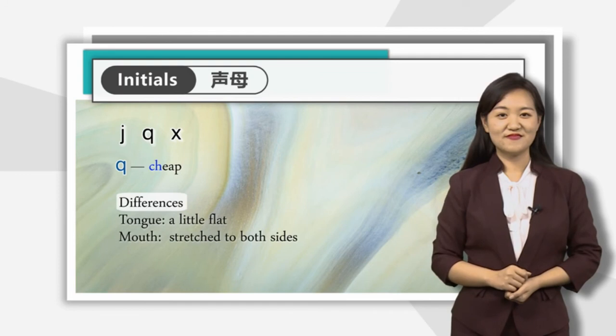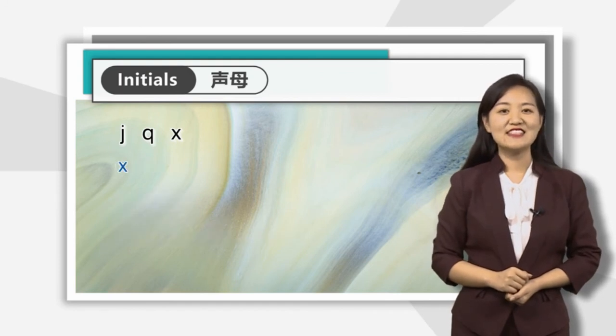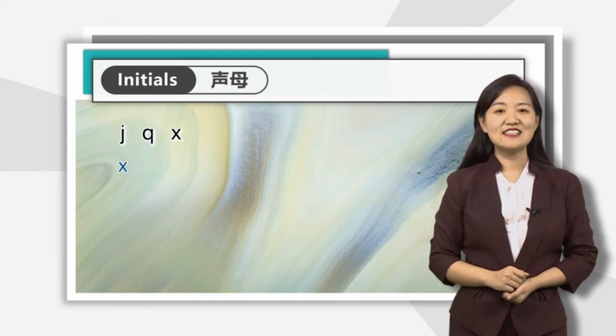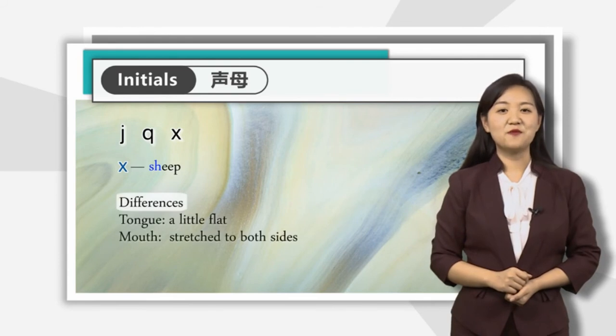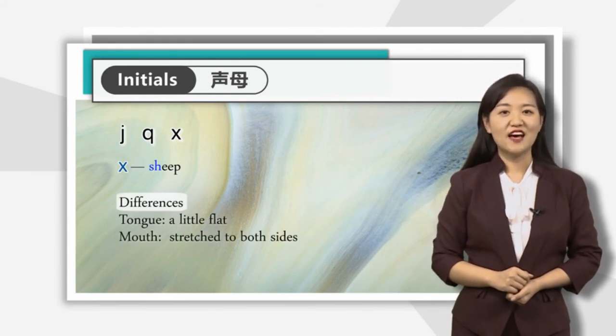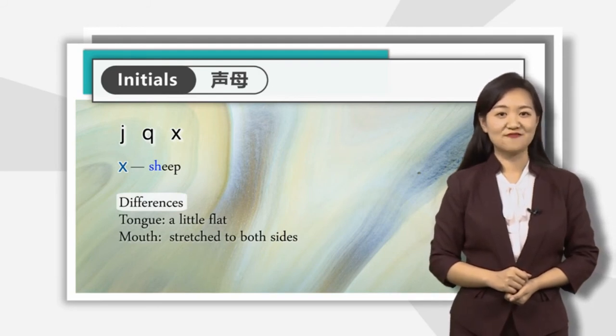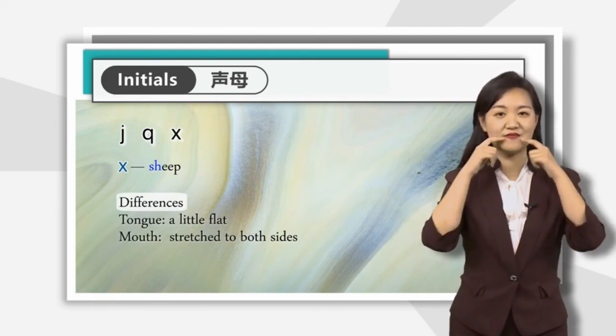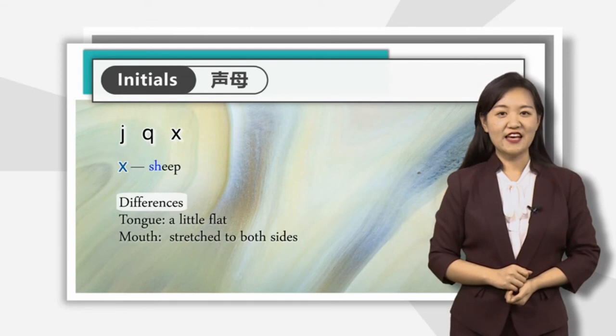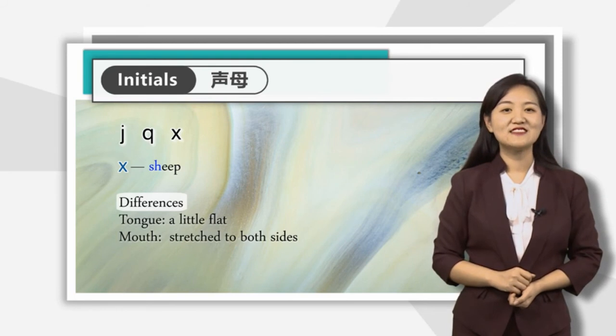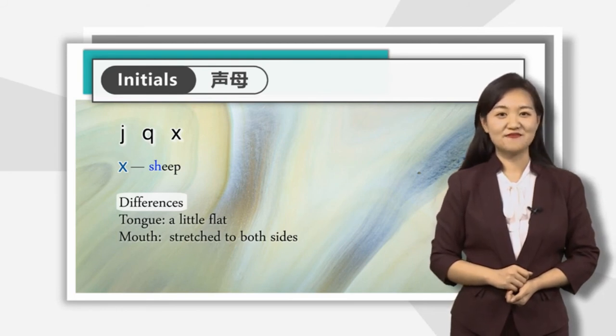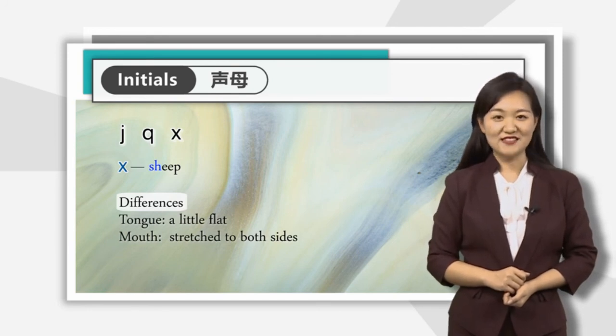Good job. The last one is 西. 西 sounds a little bit like the first sound of sheep, but when pronouncing 西, again, your tongue should be more flat and you need to stretch your mouth to two sides. 西. Listen to me carefully and feel the difference. Sheep. 西. Read after me. 西. Well done.